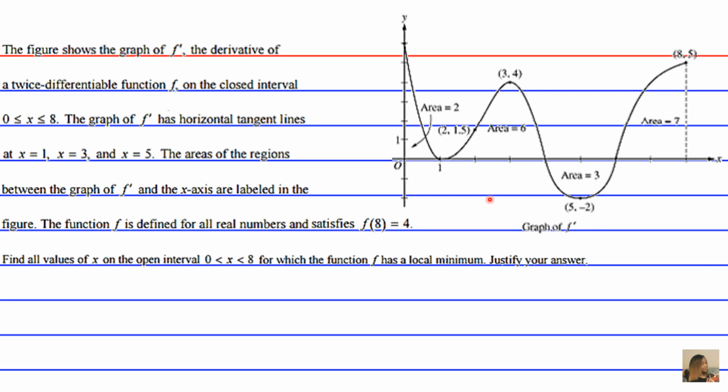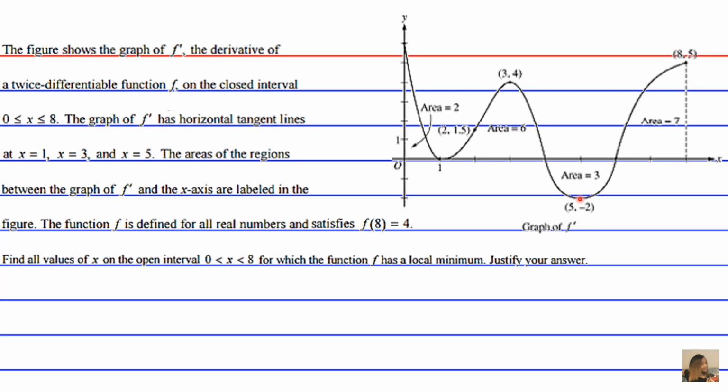Now, if some people forget that this is the first derivative and they mistake it for a graph of f, they might say, oh, you have a local minimum at x = 2, or x = 5, because you see that these regions are concave up and have minimum values. And although we're told there's horizontal tangent lines located here, these are not what we're looking for.